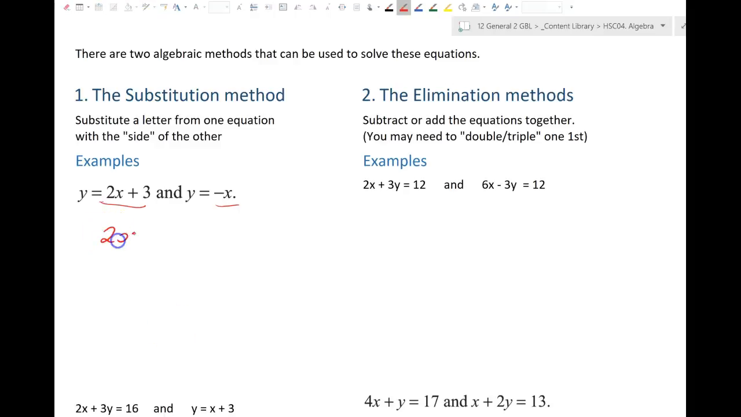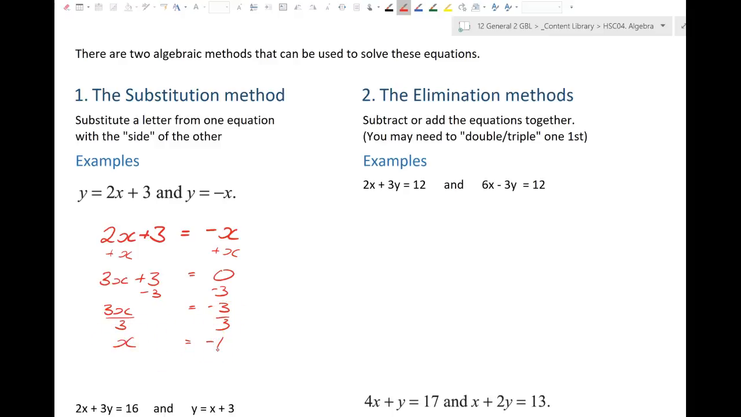So 2x plus 3 equals minus x. Now, if we solve that, we'll actually get the solution. So let's go ahead and solve this one. Now, we've got the variable on both sides. If we were to do our normal steps, in this case plus x to both sides, we'll turn it into 3x plus 3 equals 0. Minus 3 from both sides, 3x equals negative 3. And then divide both sides by 3, x equals negative 1.